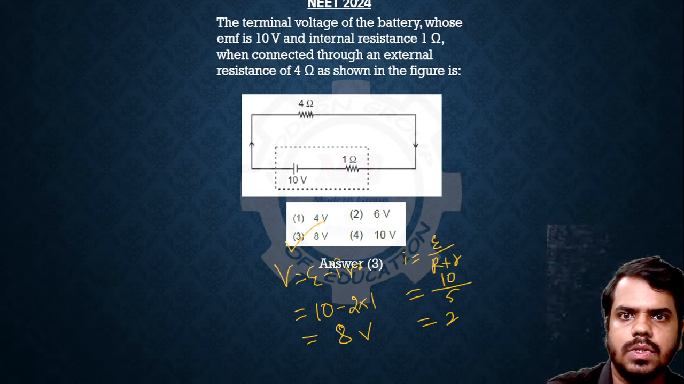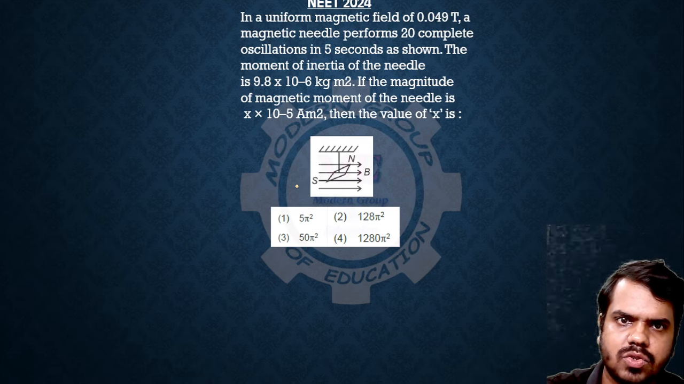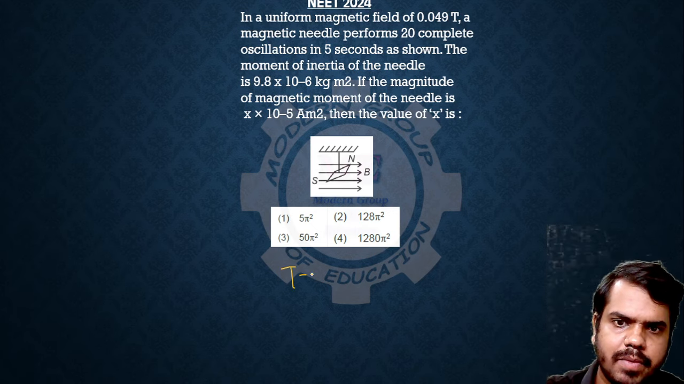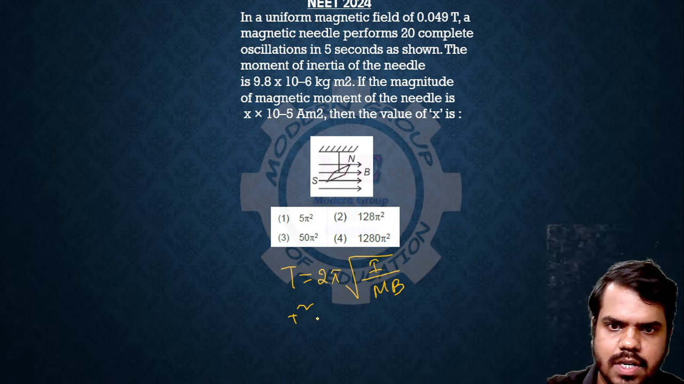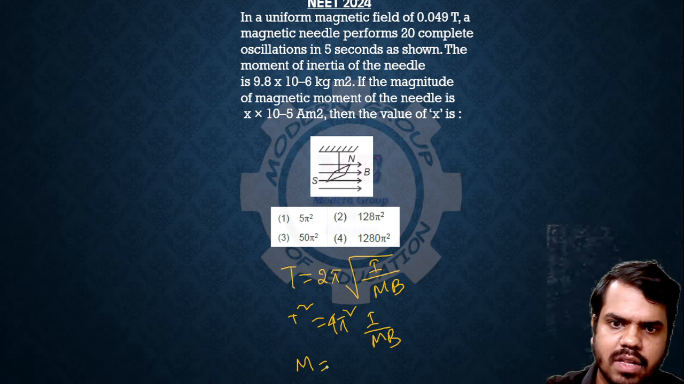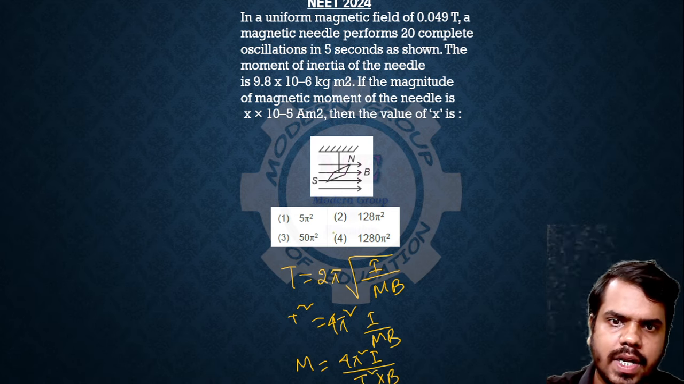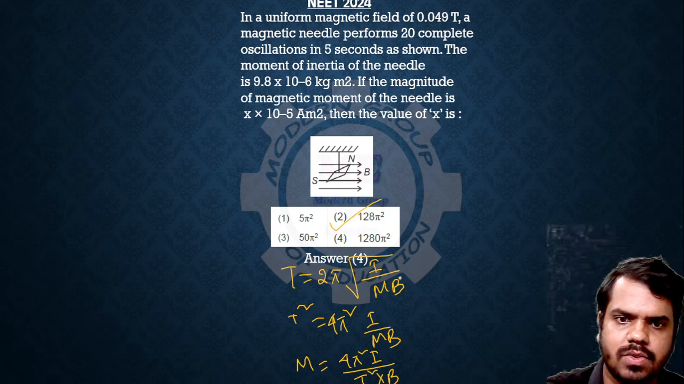Answer 3. Now, in a uniform magnetic field of 0.049 Tesla, a magnetic needle performs 20 complete oscillations in 5 seconds. The moment of inertia is given, and this is the time period of a bar magnet suspended freely, which is 2 pi root over I by MB. I repeatedly tell you that this formula is very important. So T square is equal to 4 pi square into I by MB. You have to find the value of M. M will be 4 pi square into I by T square into B. Now putting all the values, you will get 1280 pi square. So option 4 is correct.